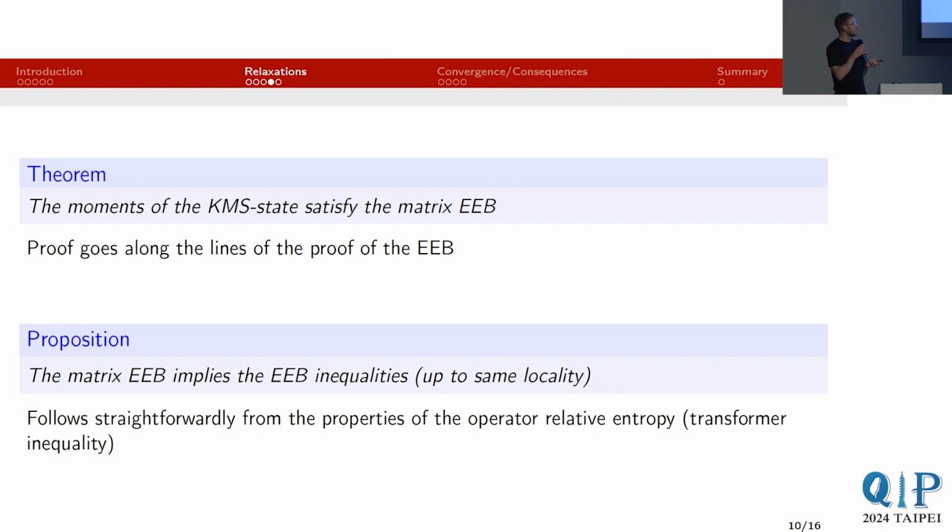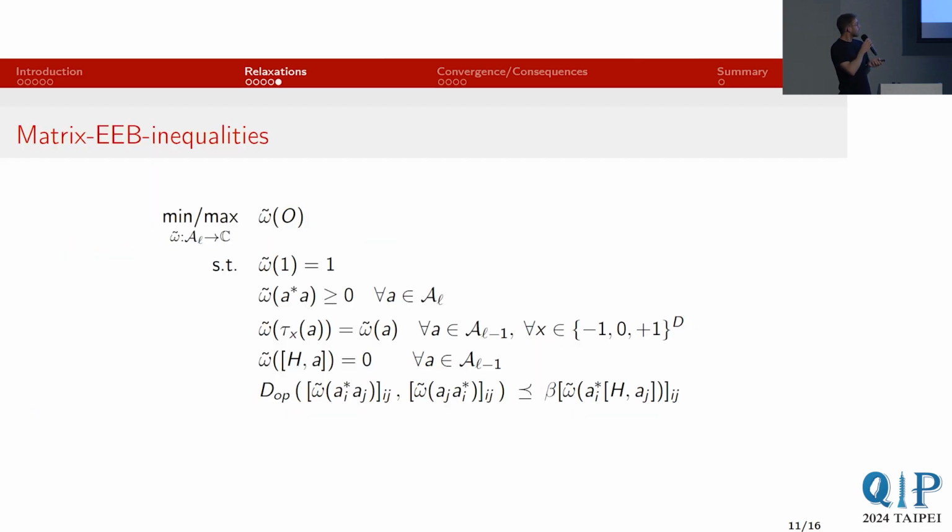In the other direction, it's not necessary for the relaxation to be valid, but for later on to prove stuff, it's very convenient to say, actually, if you have the matrix version, you can also derive the scalar inequalities from before. So it's kind of equivalent for our purposes. Okay, so this gives us basically the finite construction of our thermal states, the constraints from before, plus this matrix relative entropy, and then we optimize.